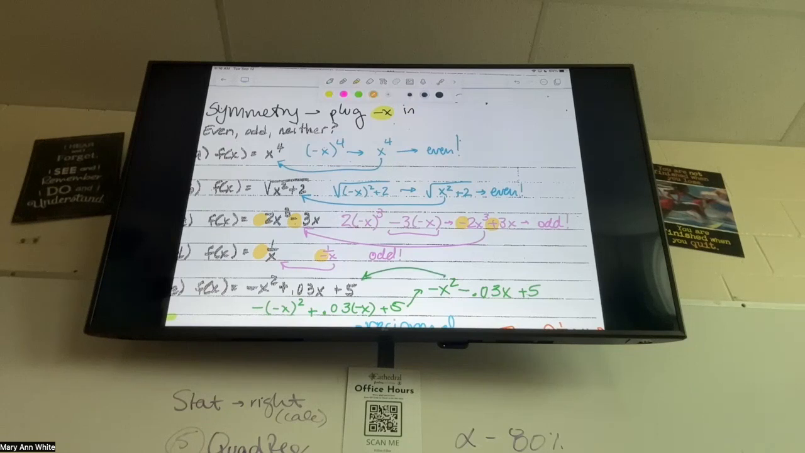Only some things changed, right? Not everything changed. See, the negative x, the x squared was the same, and the plus 5 was the same, but that middle one changed. It didn't all stay the same, and it didn't all change, so this is just a none.